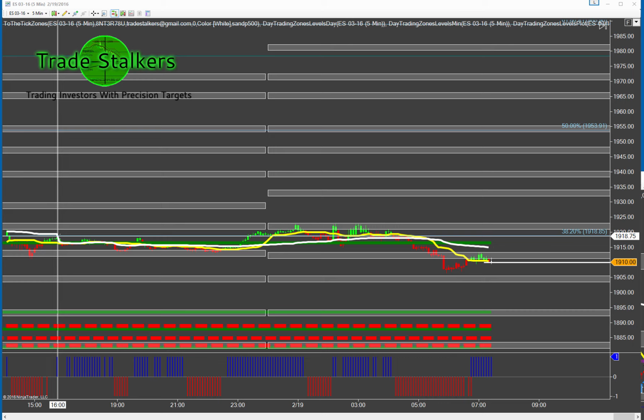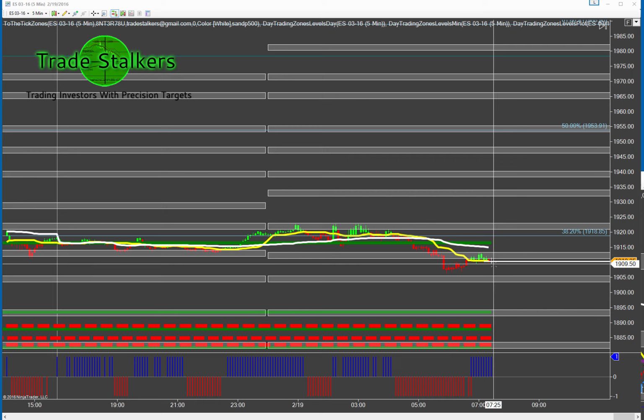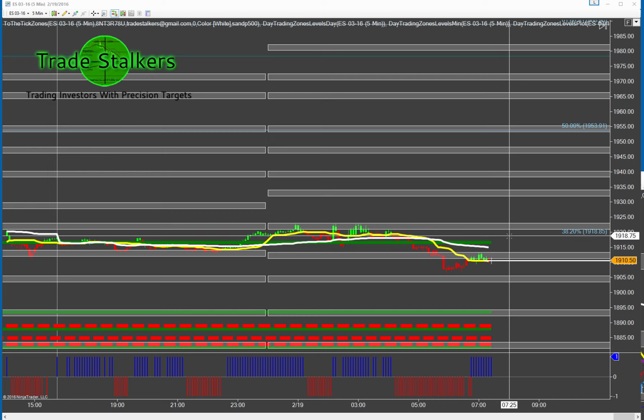So overnight, it looks like we opened up around 1918.75 and we consolidated sideways between the zones of 1913 and 1920.75. Looks like we had an overnight high of 1922.75, overnight low of 1906.25, and that actually occurred about 6 o'clock this morning. We've come right back up, retesting this zone, the median. We've got some key resistance with the 24-hour VWAP and pivots, and of course the 38 too.